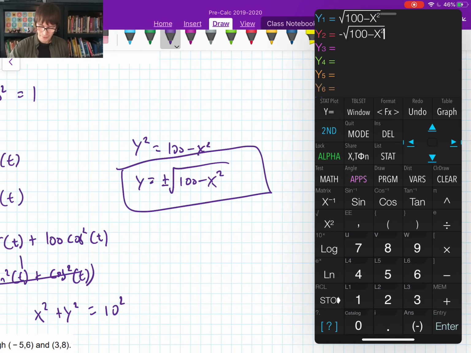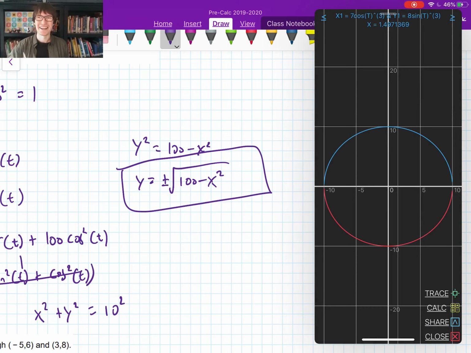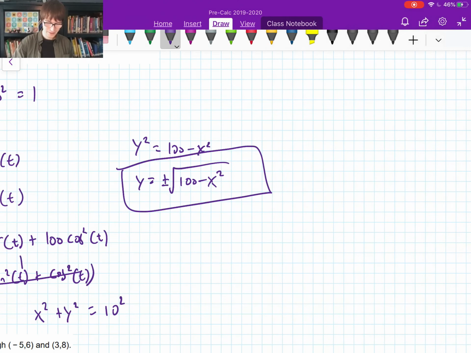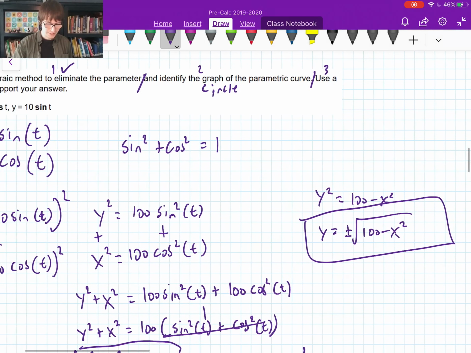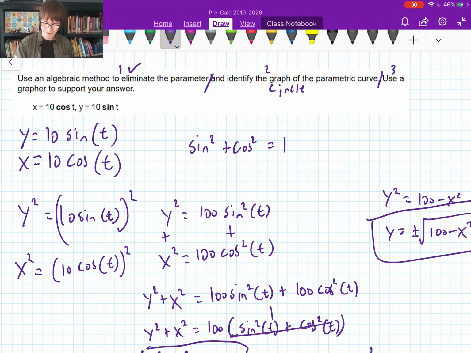There we go. And when we graph that, we get the exact same graph, except it's now split into two different functions. So we can support our answer with a graph. Good. And that's that problem. Let's move on to the next one.